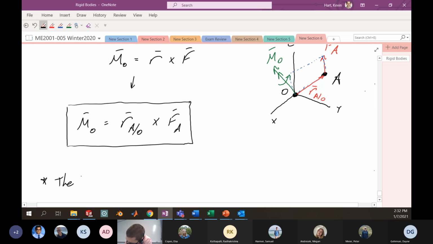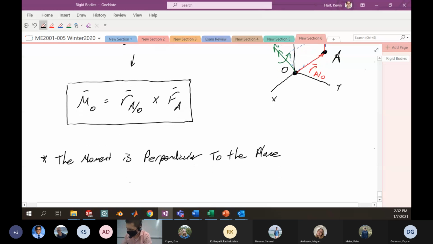The moment is perpendicular to the plane containing R and F. Okay, obviously.